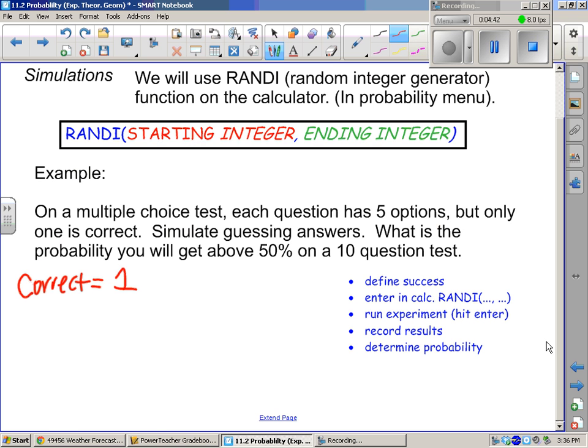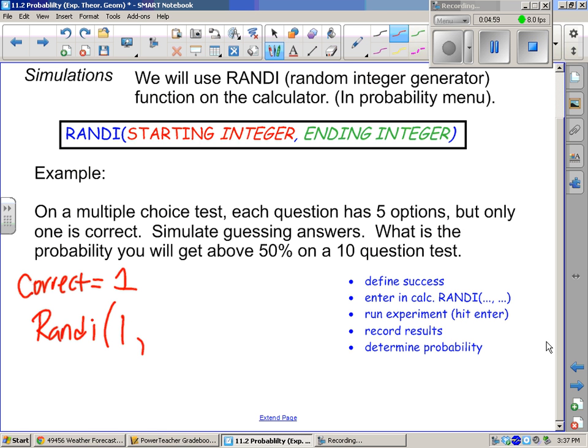Now we're going to enter it in the calculator. Remember, that's the random integer function. You put the number you want to start with, which is 1. We want to use numbers 1 through, what do you think?